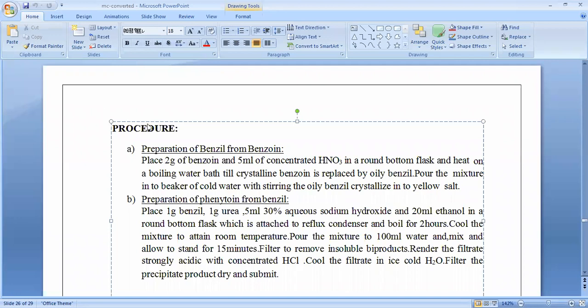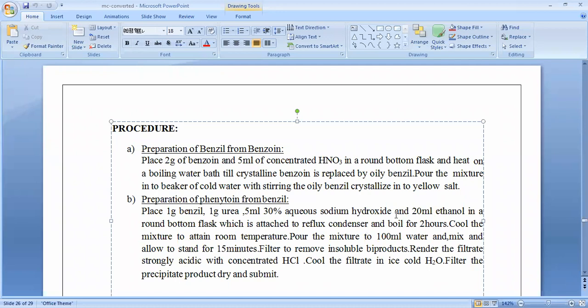Now next, the preparation of phenytoin from benzil. Benzil we have prepared from benzoin by reacting benzoin with 5 ml concentrated nitric acid. Now this synthesized benzil will react with urea to form the phenytoin molecule. 1 gram of benzil will react with 1 gram of urea, an equimolecular reaction in a 1:1 ratio, in the presence of sodium hydroxide and 20 ml of ethanol in the round bottom flask.